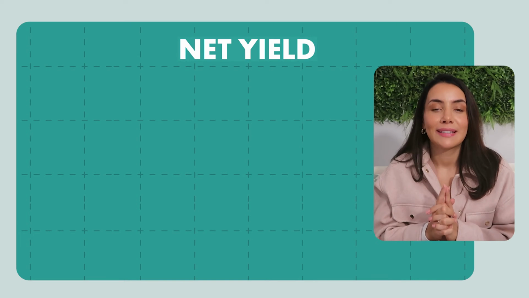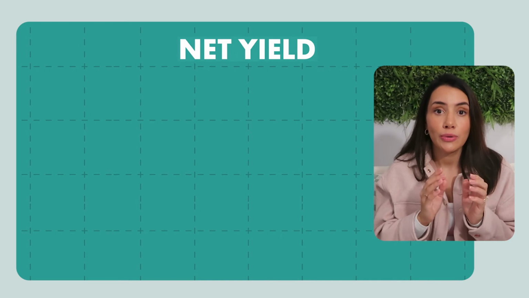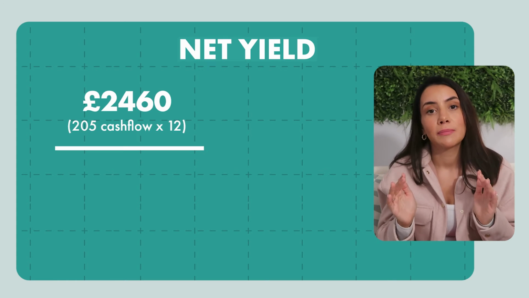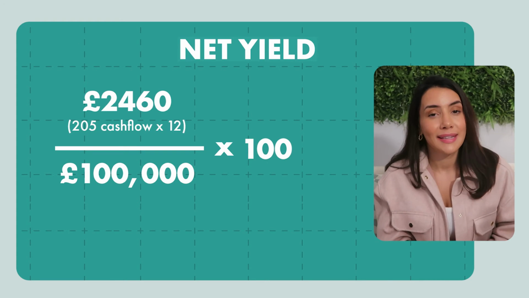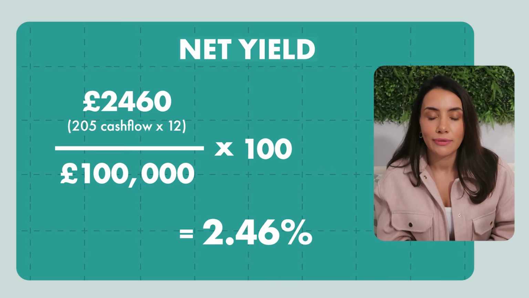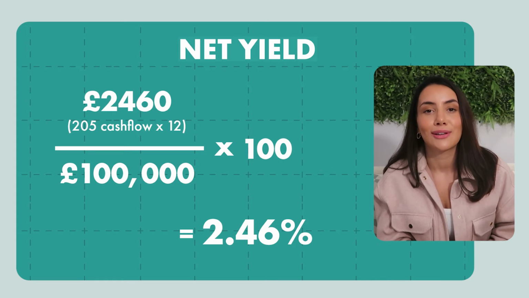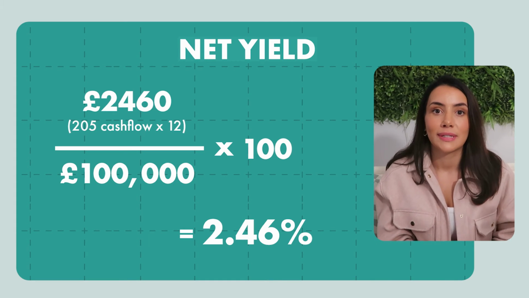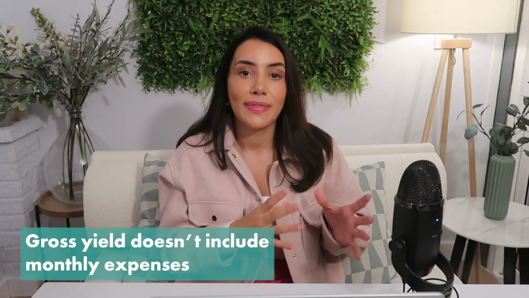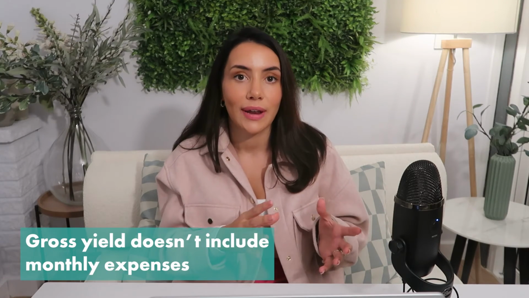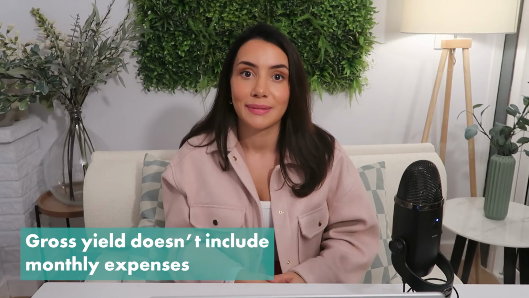Now we're able to work out the net yield, which is the total net income divided by the purchase price of the property and multiplied by 100. And in this example, we get 2.46%. It is a lot less than the 9.6% yield that I mentioned earlier. But remember that that was the gross yield, and that percentage doesn't take into account any monthly expenses. Albeit small, it is a cash flowing property.